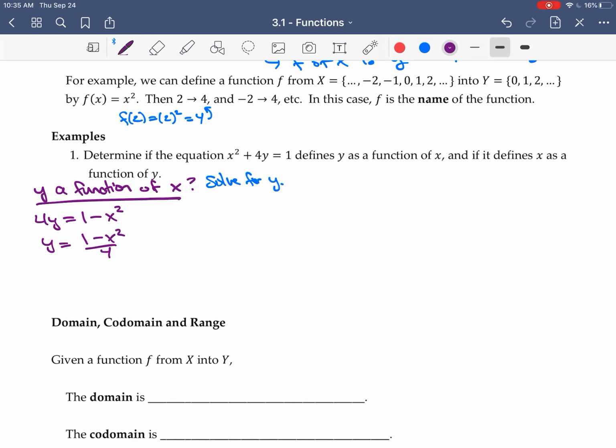Now from here, think about plugging in an x value. Do you have any options? If I plug in x equals 1, I'm going to get 1 minus 1 squared. So 1 minus 1 on the top is 0, and 0 divided by 4 is going to be 0 as well. No matter what number I plug in, I get exactly one y value. So here, y is a function of x, since each x value gives exactly one y value.